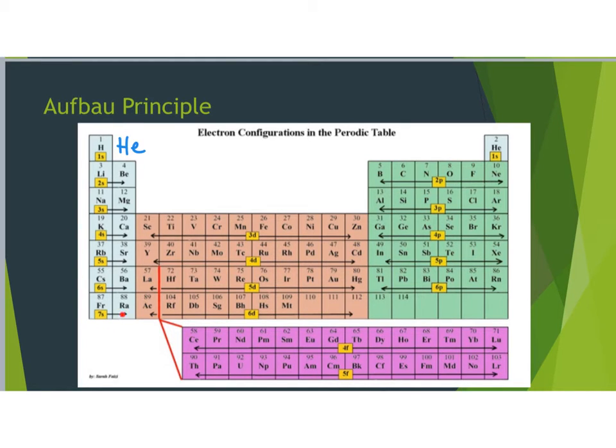Notice the first two columns are always an s sublevel. When we get over into this region, these are our p sublevels. Our middle region, or our transition elements, are the d sublevels, and these bottom two, which are our lanthanide and actinide series, are what we call our f sublevels.